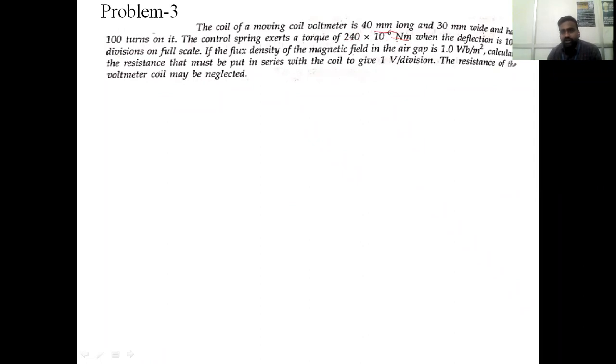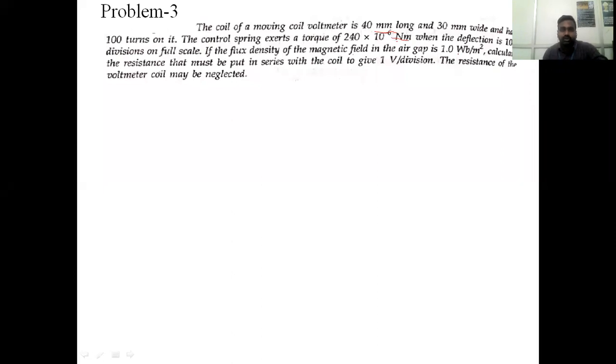The deflection is 100 divisions on a full scale. That means it is a uniform scale. A PMMC instrument scale is generally divided in a uniform segmentation, so we have 100 divisions. The flux density in the air gap is 1.0 Weber per meter square.